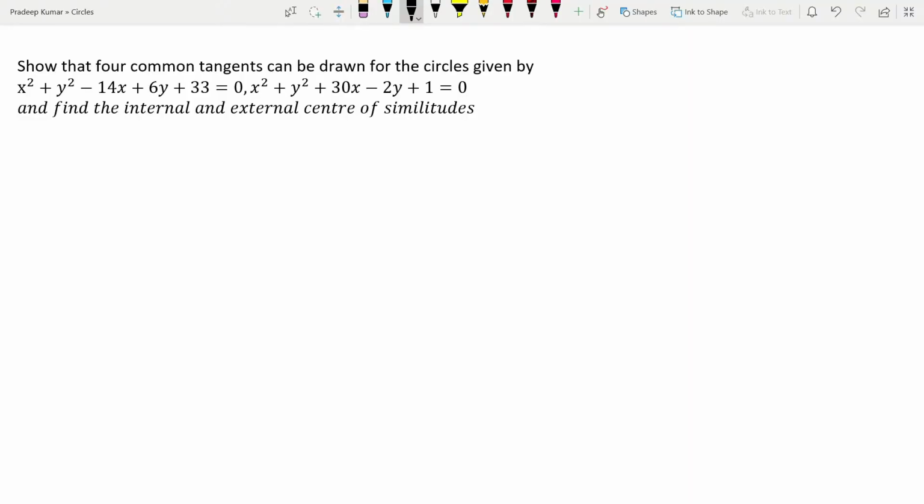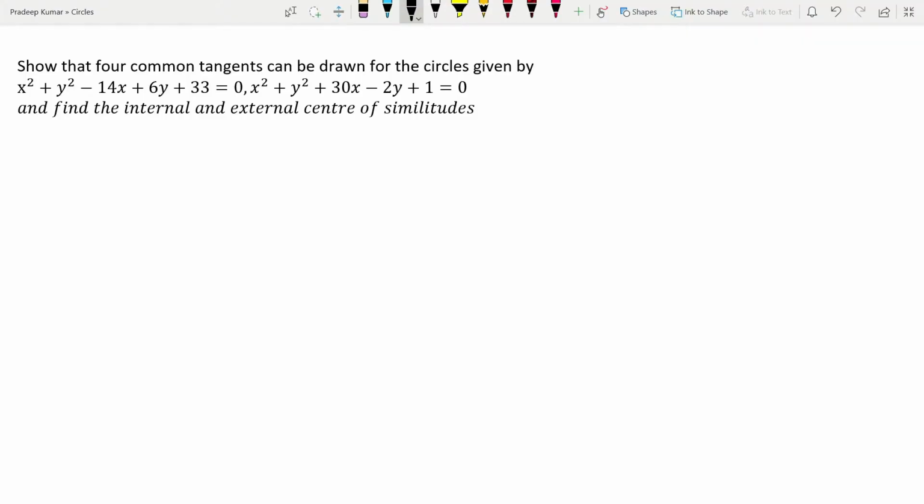So here they are asking that there are two circles. For these two circles, there is internal and external similitude that we have to find out. They are also saying there are 4 common tangents for both of these circles.